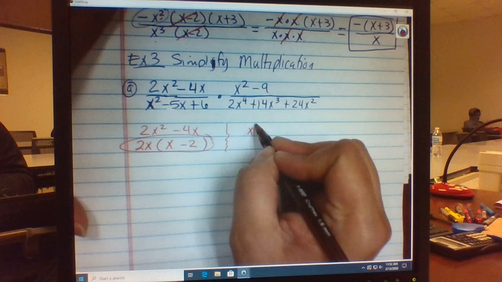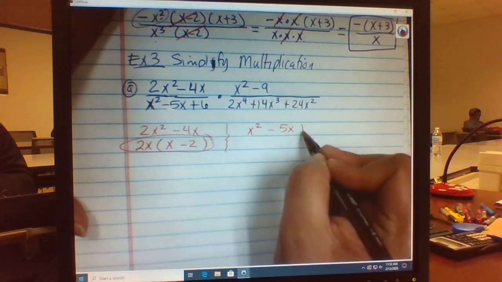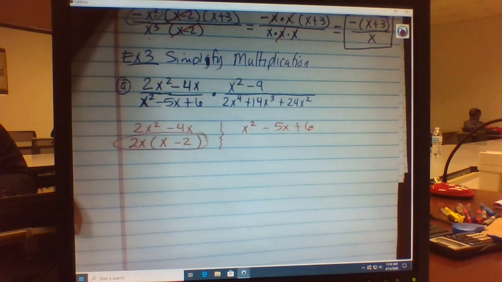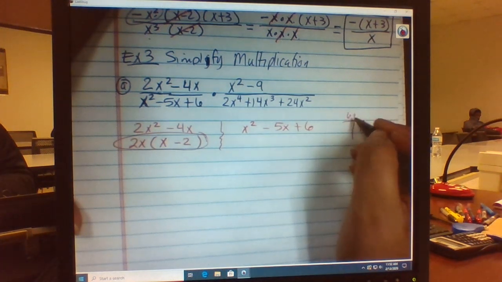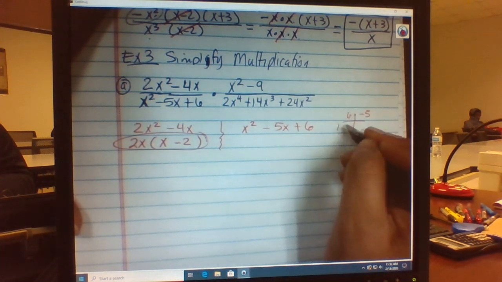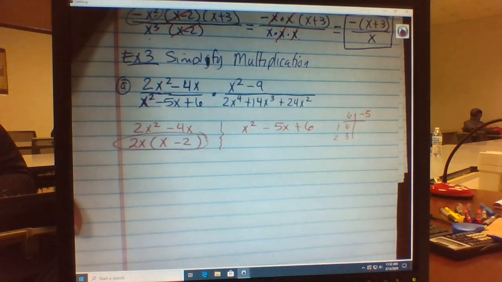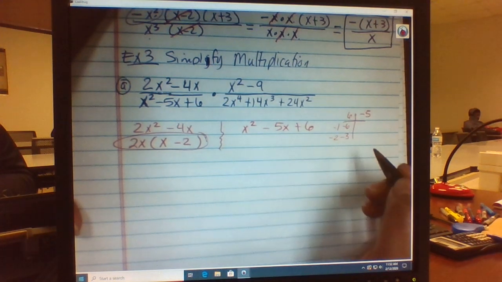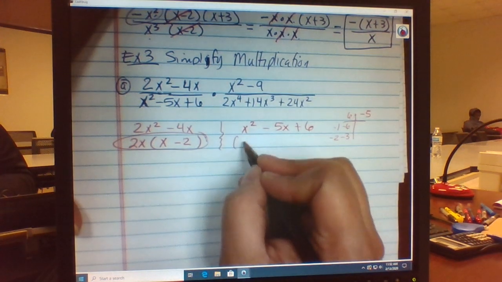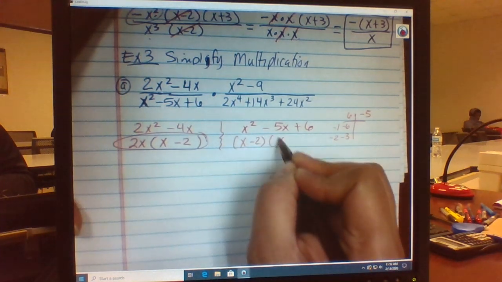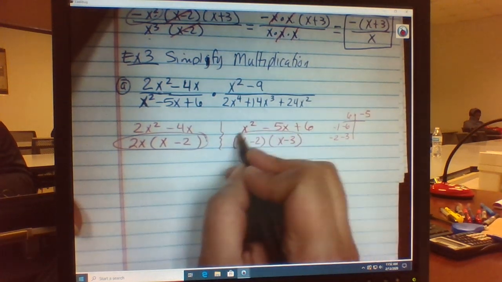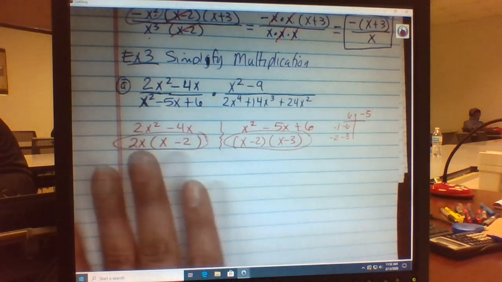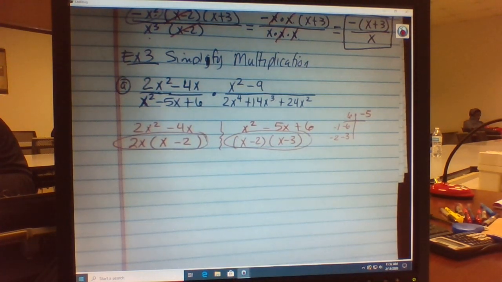Now let me do x squared minus 5x plus 6. Last number is 6. Middle number is -5. 1, 6. 2, 3. They both have to be negative. So then it's going to be 2, 3. X minus 2, x minus 3. So I did the first fraction, there it is, and even though they're next to each other, I'm just trying to factor them out before I put them one on top of the other.